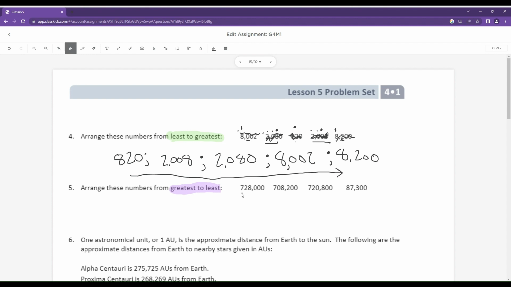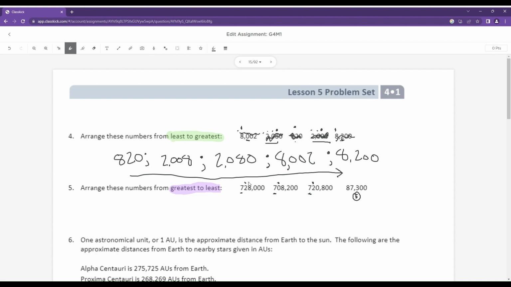So I notice I have 100,000s, 100,000s, 100,000s, but this number over here only has 5 digits, which means that there's no 100,000s. Okay? So this one's going to be actually the least, but I'm focused on the greatest for right now. So 7 in the 100,000s. For each of these 3 numbers, I need to move over to the next smallest place value, which is my 10,000s.